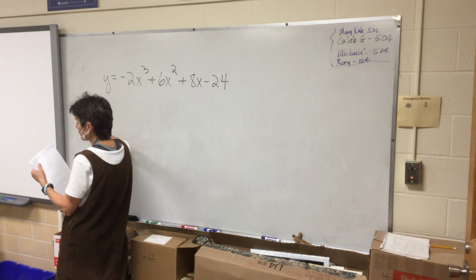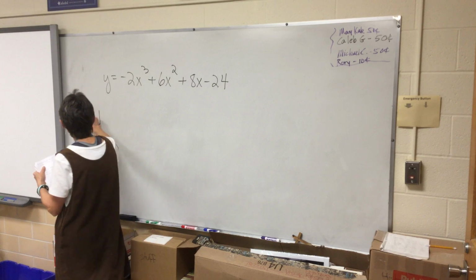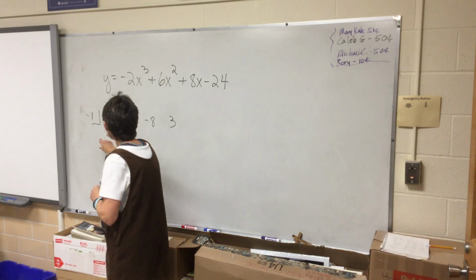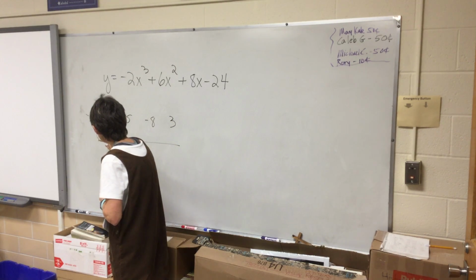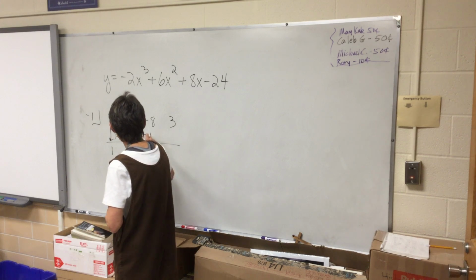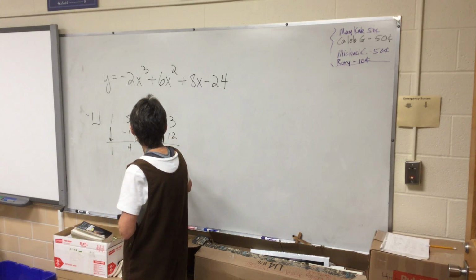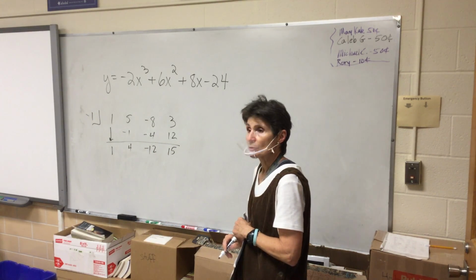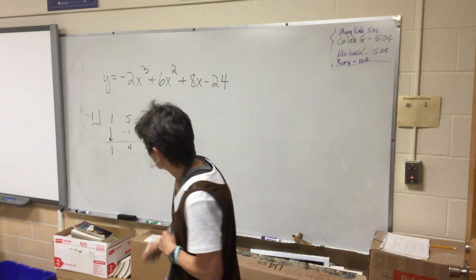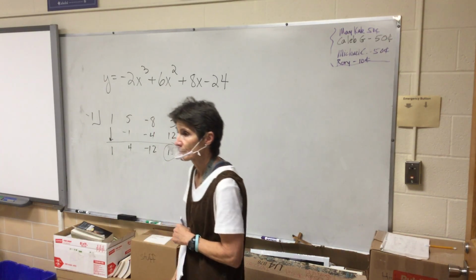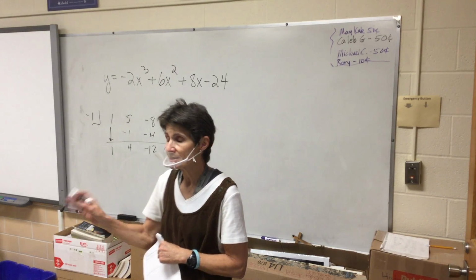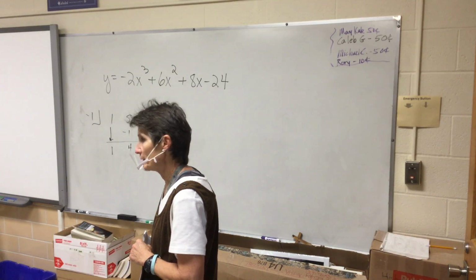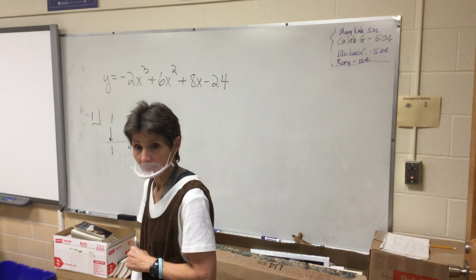What will go in the box for problem number 3? -1. And then I have 1, 5, -8, 3. So I drop my 1 straight down. How does that look? Does that look okay to everybody? So the question was, find the remainder, so the remainder is 15, right? So if the question were, is x plus 1 a factor? The answer would be no, because I got a remainder.